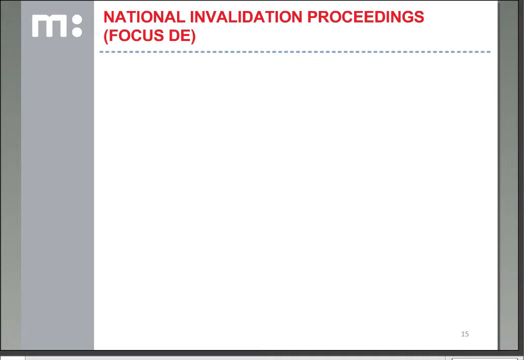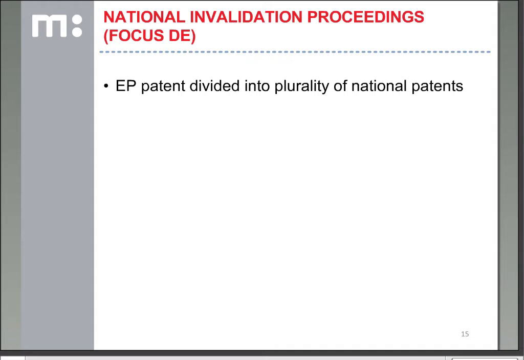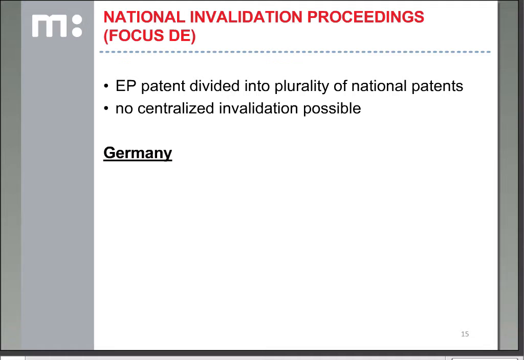Yes, as I mentioned before, we have the, let's call it problem, that the European patent is divided into a plurality of national patents after it has been granted. That means that at the moment we don't have any centralized invalidation proceedings, because you have to file a nullity action in every country where the European patent has been validated. And also, we in Murgitroyd cover a lot of these jurisdictions in-house. I can only refer to German jurisdiction. And of course, Germany is a very important market of high importance for all the patent owners. And the good thing is that if you have a nullity action in Germany, many of the smaller countries tend to follow the German decisions, which have a very good reputation.